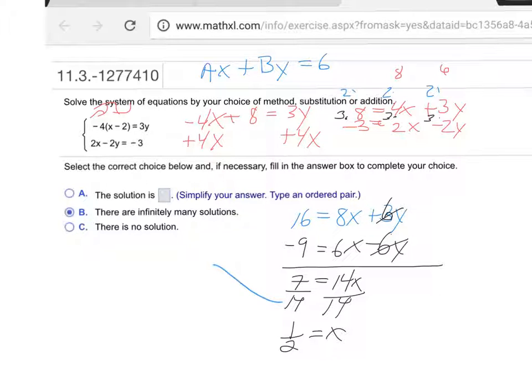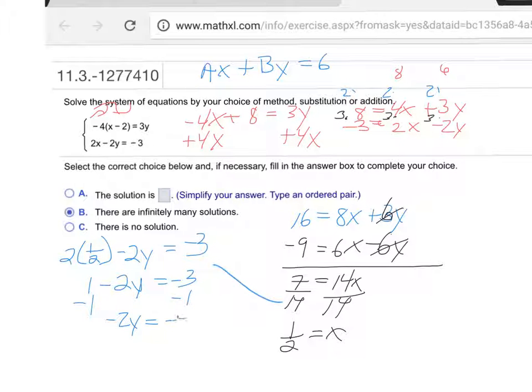So what I'm going to do is put that back into the second equation. So I'll have 2 times 1/2 minus 2y equals negative 3. So 2 times 1/2 is just 1, minus 2y equals negative 3, minus 1 on both sides. So I'll have a negative 2y equals negative 4. Divide by negative 2. So I know y equals 2.